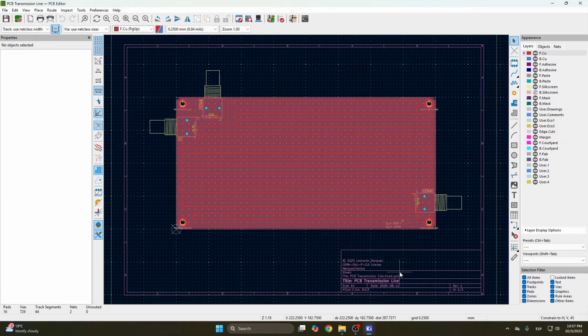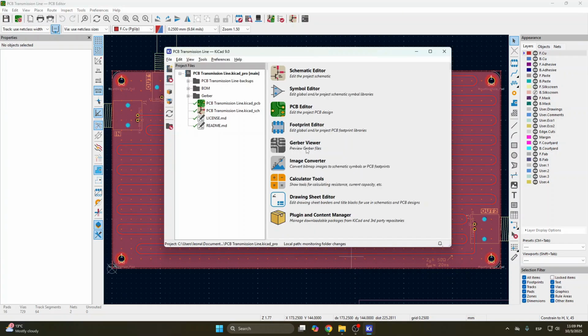The main electrical properties of a transmission line are its characteristic impedance and the propagation delay. I designed the trace to have a characteristic impedance of approximately 50 ohm. In order to define the geometry required to achieve 50 ohms, I used calculator tools in KiCad, which you can find in the home window, clicking on calculator tools.